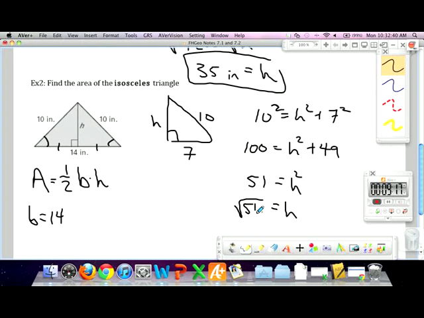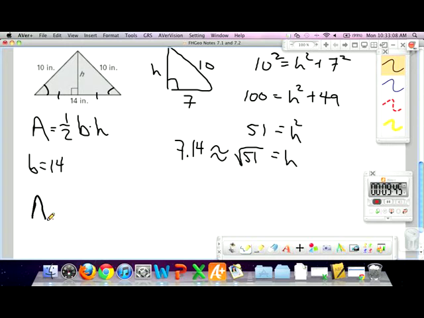As an approximated decimal, root 51 is approximately 7.14, rounding to the hundredths place. Now that you know h, we can calculate the area. So we plug in: the area is half times 14 times 7.14, which gives us an area of approximately 49.98, I believe.